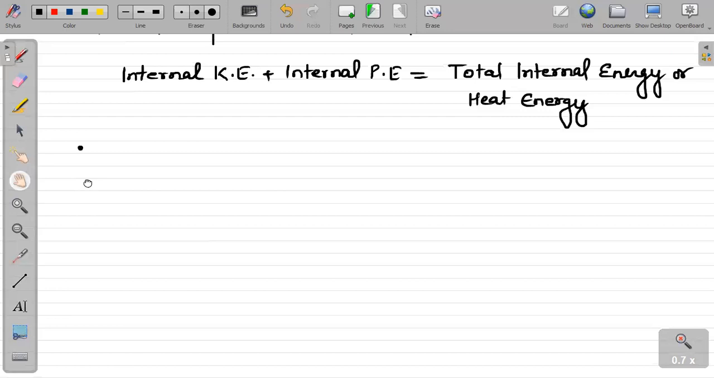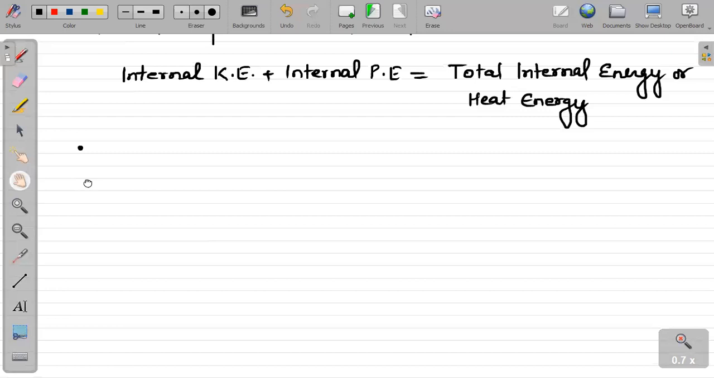Is that okay? During interconversion of state, only average potential energy of particles increases or decreases. The average kinetic energy of the particles remains constant or remains same. ठीक है?